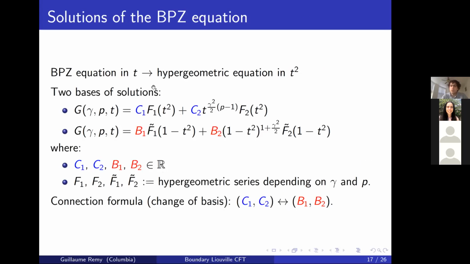So we have these 2 bases, and they're going to be related by the theory of hypergeometric functions. They're related by a change of basis formula. It's called the connection formula. Basically, you have a change of basis going from these blue constants to red constants.